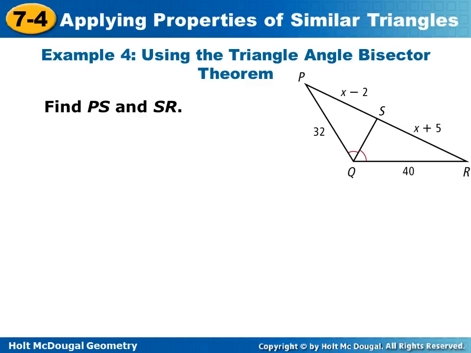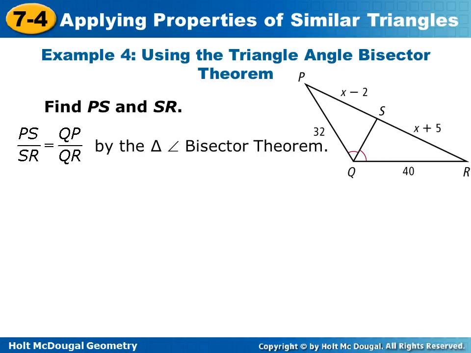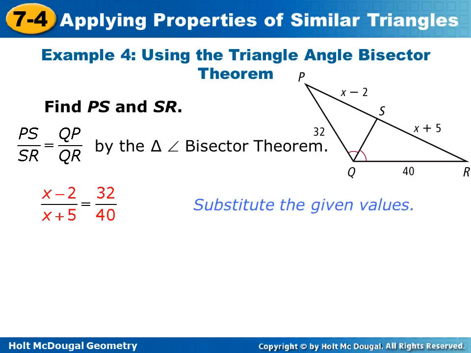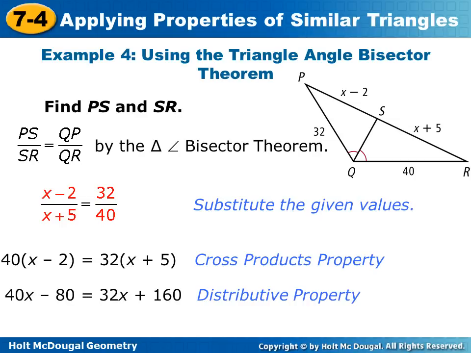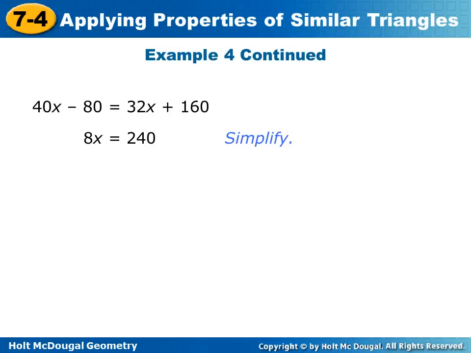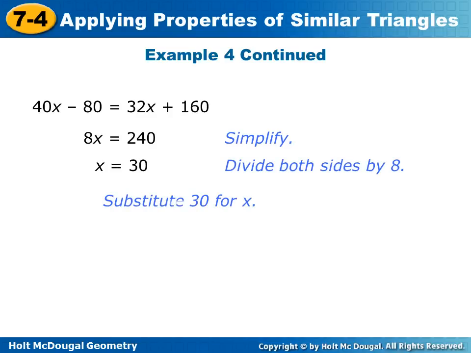So let's use the triangle angle bisector theorem to find PS and SR. PS to SR equals QP to QR. So we substitute in PS was x minus 2 and SR was x plus 5 from the picture, and QP is equal to 32, QR is equal to 40. Cross multiplying, we get 40 times x minus 2 equals 32 times x plus 5. Distributing, we get the following equation, and we can add 80 to both sides and subtract 32x from both sides, and then divide by 8 to get x equal to 30.